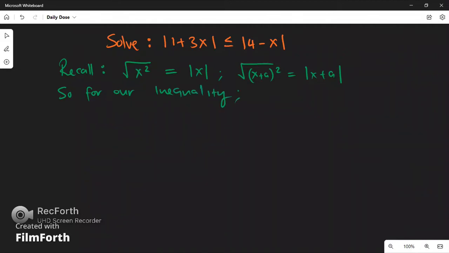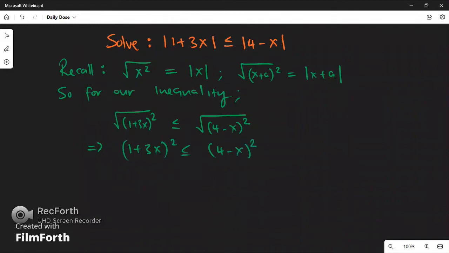it follows that this can be reinterpreted as just meaning the square root of (1 plus 3x) squared is less than the square root of (4 minus x) squared, where we have used this definition in reverse to express these absolute functions into that. Now we have the square root sign on both sides, so one can square both sides to get rid of the square root, which leaves us with (1 plus 3x) all squared is less than (4 minus x) all squared, like that.